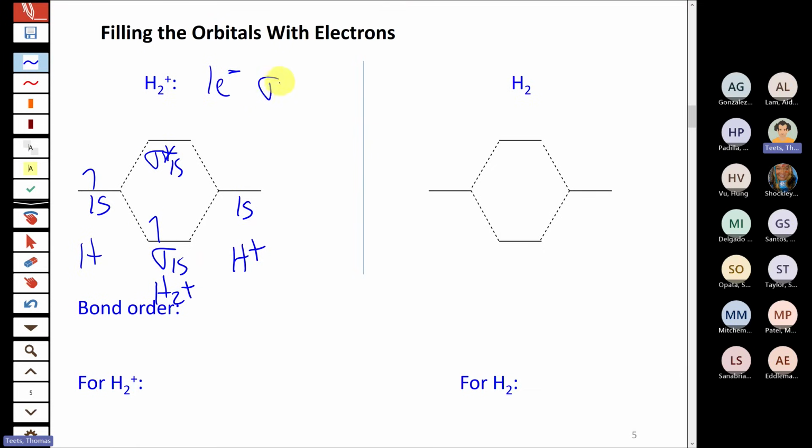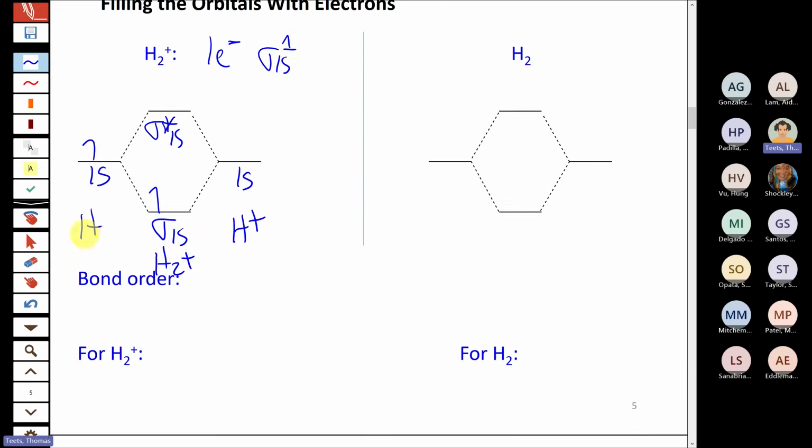It would be sigma 1s1, how we would write that configuration. And now we can predict the bond order. So bond order, as we said, is 1/2 times the number of bonding electrons minus the number of anti-bonding electrons. There's one electron in a bonding orbital, and there are 0 electrons in the anti-bonding orbital. So 1 minus 0 times 1/2 is a bond order of 1/2.